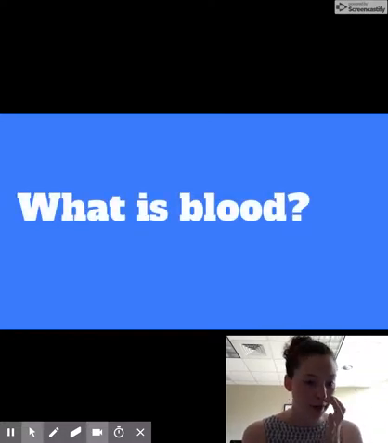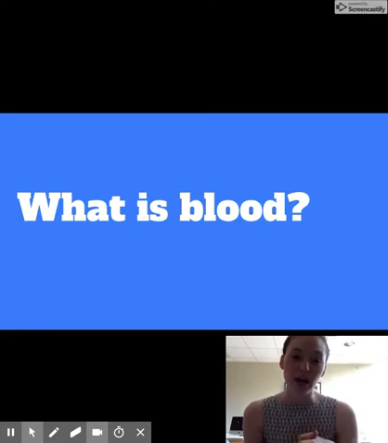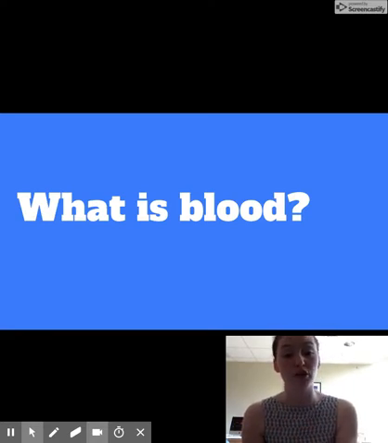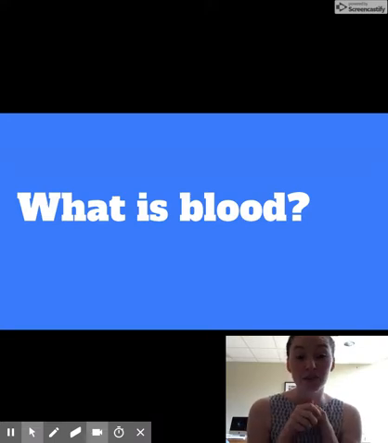What is blood, right? Blood is a type of connective tissue that we have in our bodies that helps us transport a bunch of different things around our bodies. You might think of red blood cells when you think of blood. I'm going to show you a picture on the next slide, but this is not the largest component of blood.